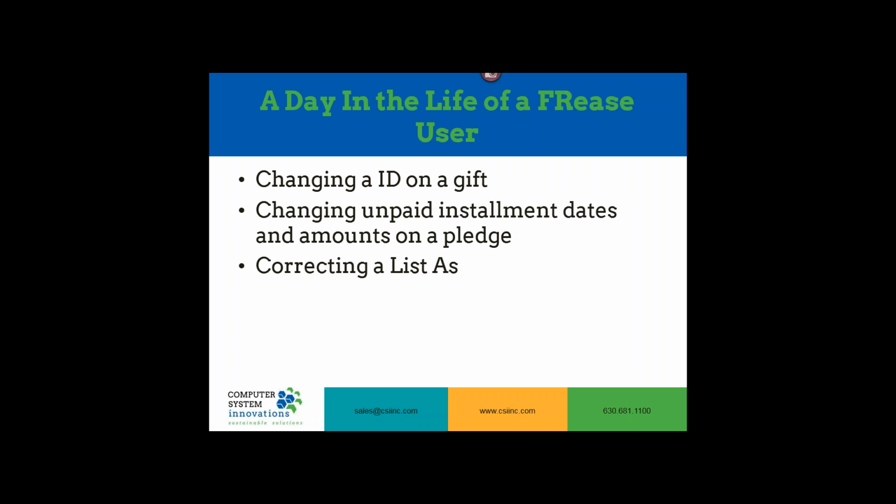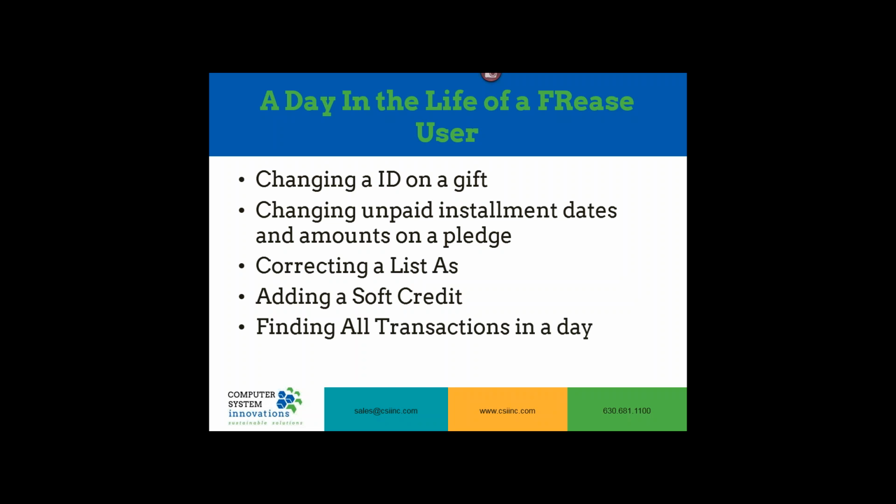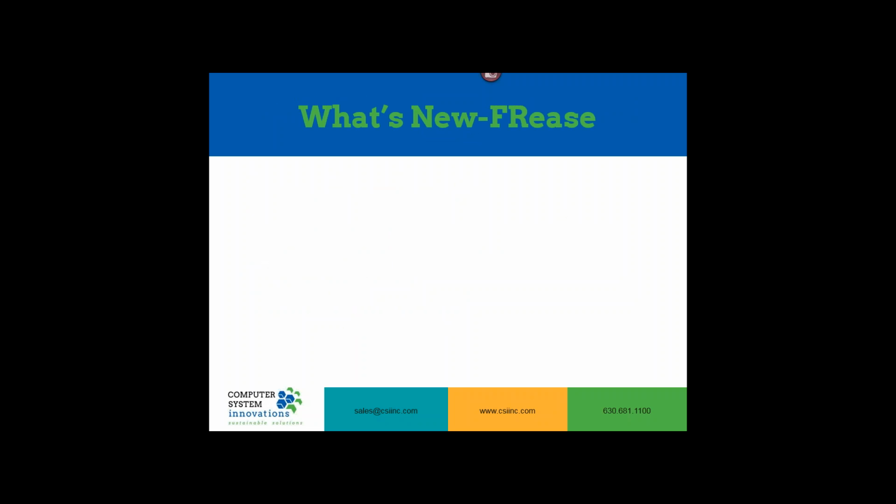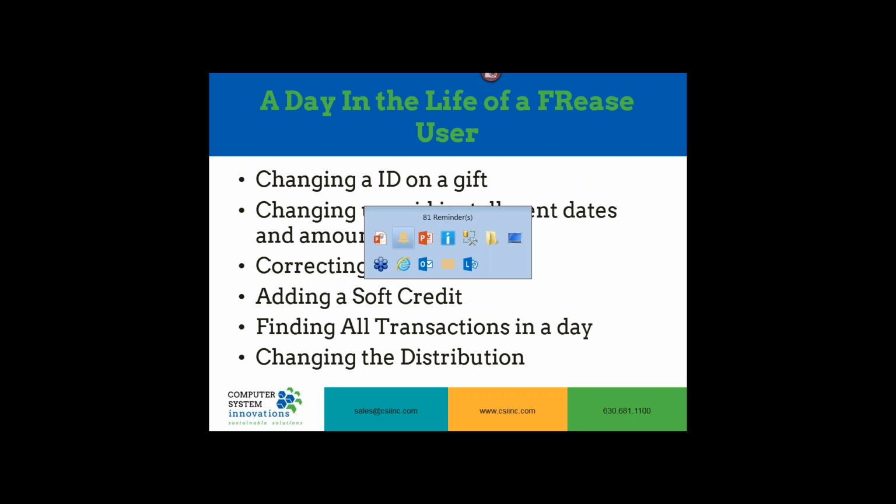We're going to correct a list as. We're going to add a soft credit. We're going to show you something really cool you may not have known. This was a Beta Theta Pi request where you need to find every transaction from a day because you did them all wrong yesterday. Or maybe you need to find every transaction on a certain appeal. You'll be able to do all that, and I'll show you how to do that. And then we'll talk about changing the distribution. All right, so we're going to go right into it now.